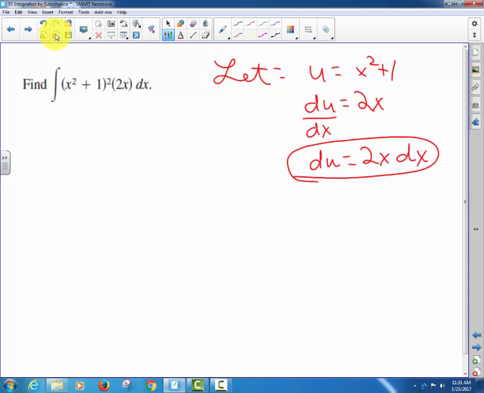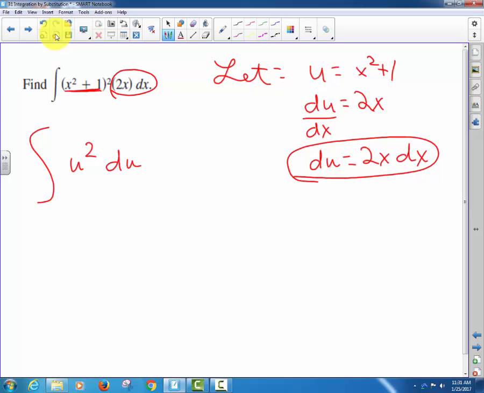Now let's see, can we go back over here? What can we put in place of x squared plus 1? See, all I want to do is see what I can replace x squared plus 1 with, with what I wrote over here. I can replace x squared plus 1 with the letter u, right? U squared. I've got a 2x and a dx left over after doing that, though. Well, what do I have over here? 2x dx is the same as du, right?